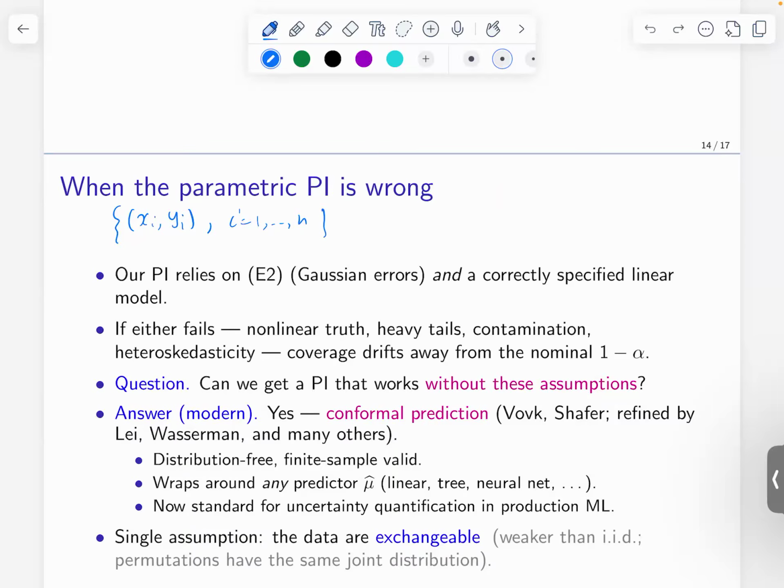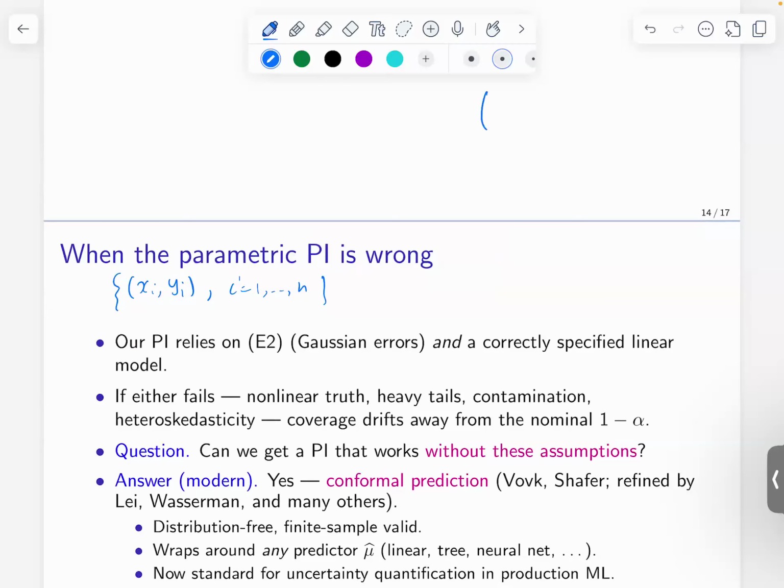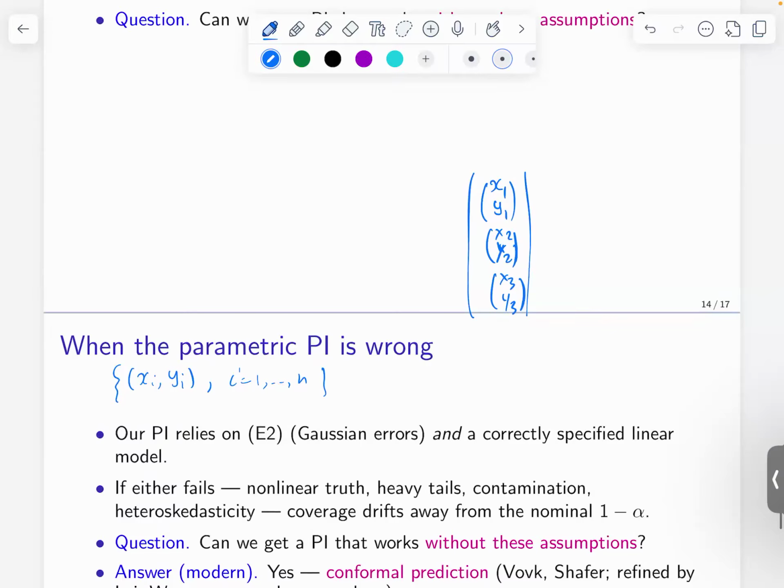Imagine I have 3 data points. I get x1, y1, and I can also stack x2, y2, and also attach x3, y3. I mean, usually we look at it as a set. I can also stack them in a vector. What we assumed before is that these are independent.